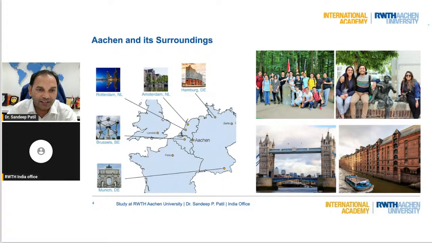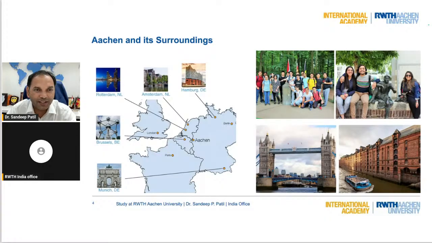So RWTH Aachen University is in the triple countries border. We are at the border of Belgium and Netherlands. However, we are in Germany. So even though you start in the morning in the Netherlands, going by bicycle, almost 10-15 minutes, you can have fresh fruits, and then you can go to Belgium, have dark chocolate and other things, and then you can come back in the evening to Aachen.